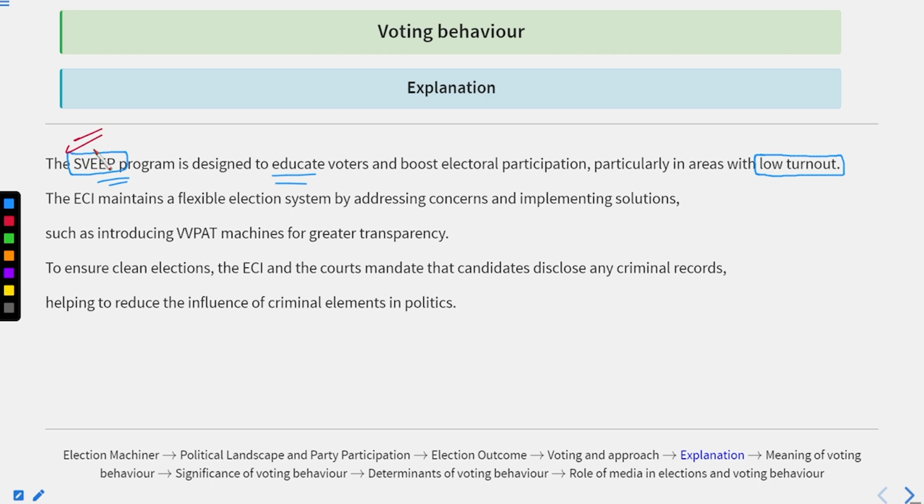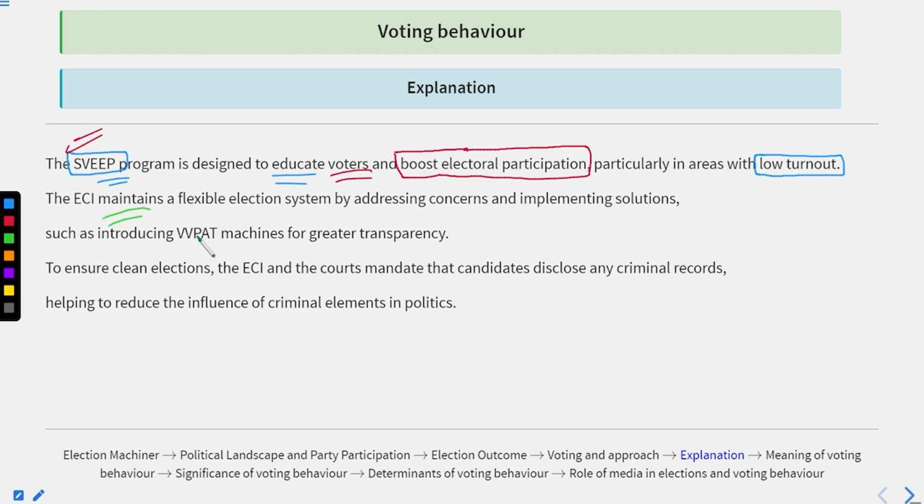It means that those who are not educated about their voting power, about their rights, and how they could change the country's future, how they could change their own future by polling their vote, should be educated. If they are educated, they will get knowledge about their rights and the power of their votes. Then what will happen? They will start participating in the voting, and that will boost electoral participation. Got it?